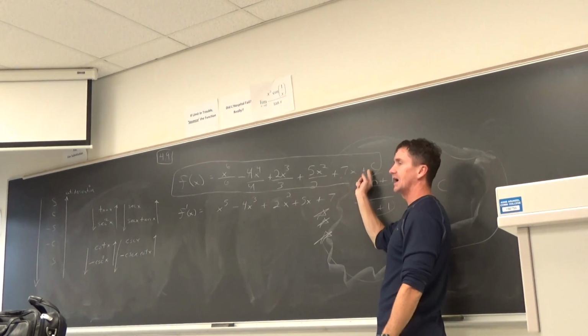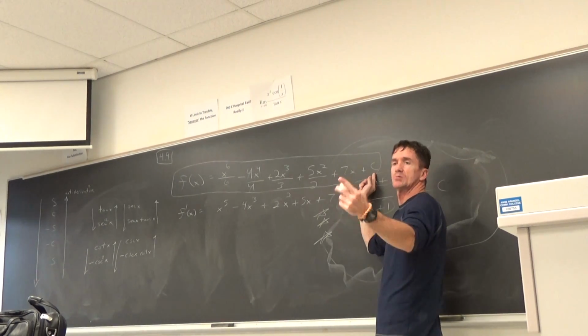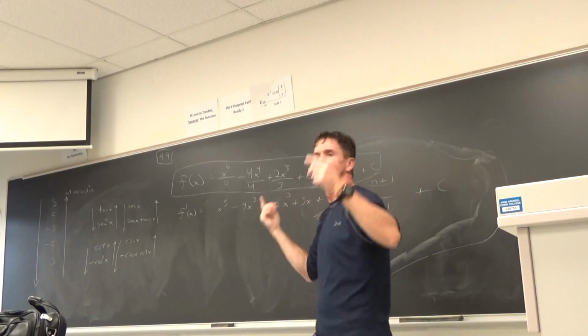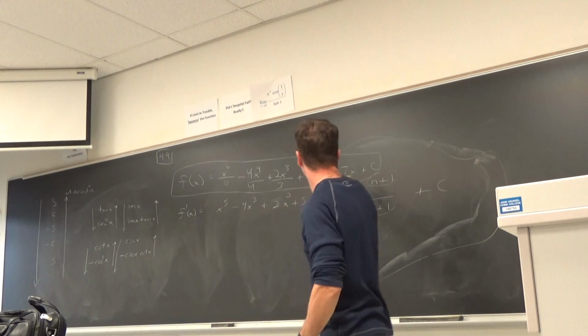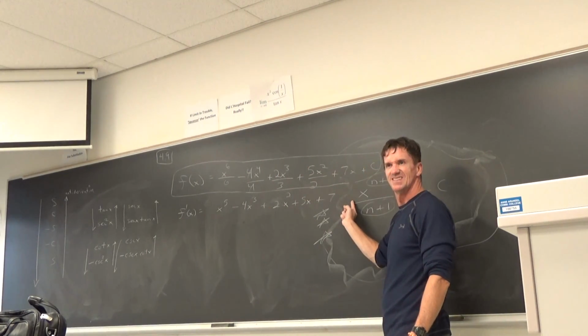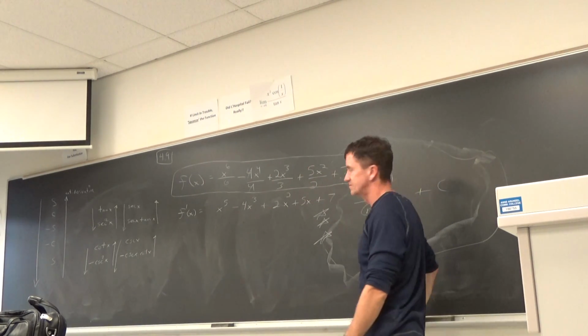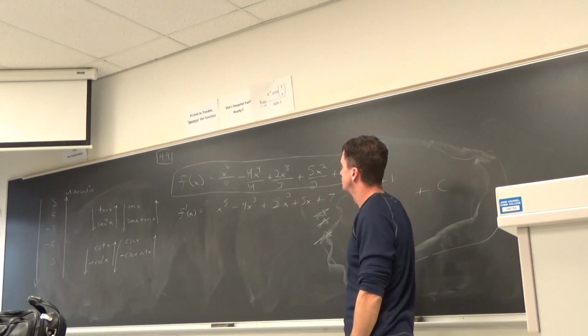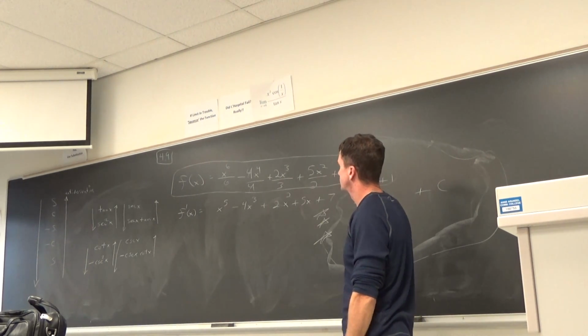And maybe there's a constant here, because maybe there was a 17. We're trying to figure out what the original thing was. Maybe there was a 17 here, and the derivative of 17 was 0. That's why we just write that every time. Antiderivatives.